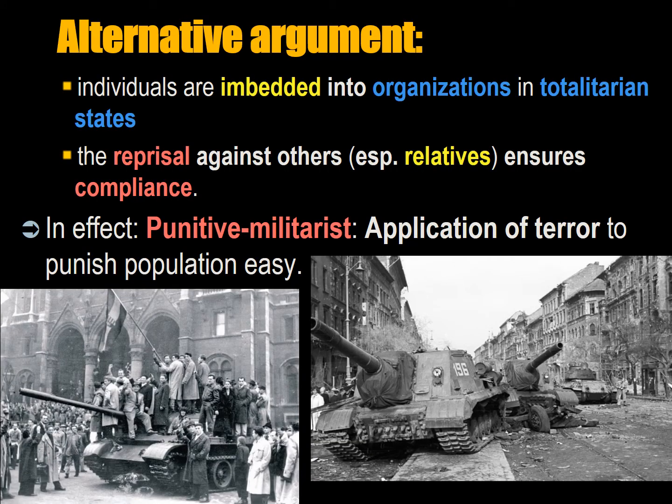Now there is an alternative argument, and that is that individuals are embedded into organizations in totalitarian states, and instead of atomization, the focus is the fact that you have this reprisal system which targets the families in a collective punishment type of system, and it is this that ensures compliance. So this theory would be correct if people, when they spoke freely, would then be afraid that one of their relatives was going to be punished. So in effect, this is a punitive militarist application of terror to punish the population.